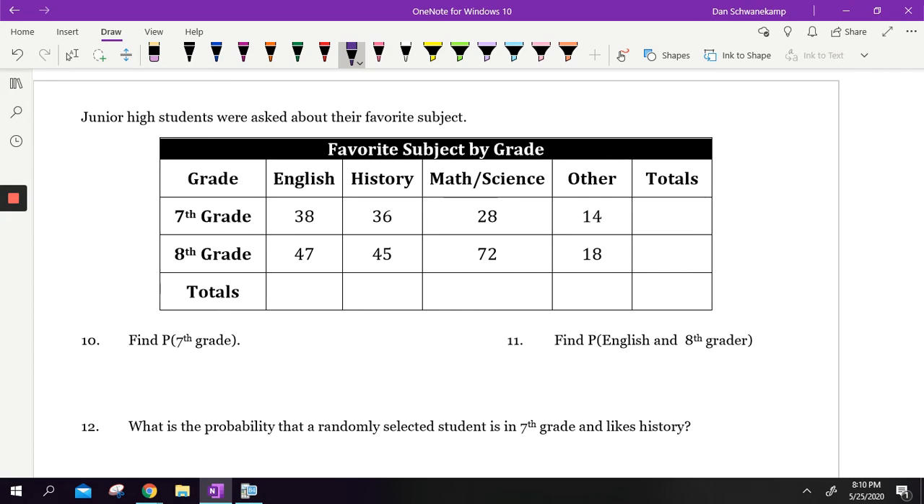We're going to find some probability. So I'm going to go ahead and hit pause and find the total. If I wanted to find the total amount of people that picked English, I would take this column and add it together. So I would take 38 plus 47, and I get 85.